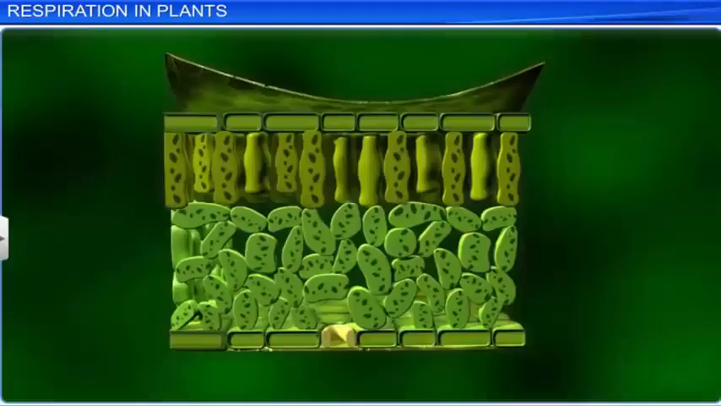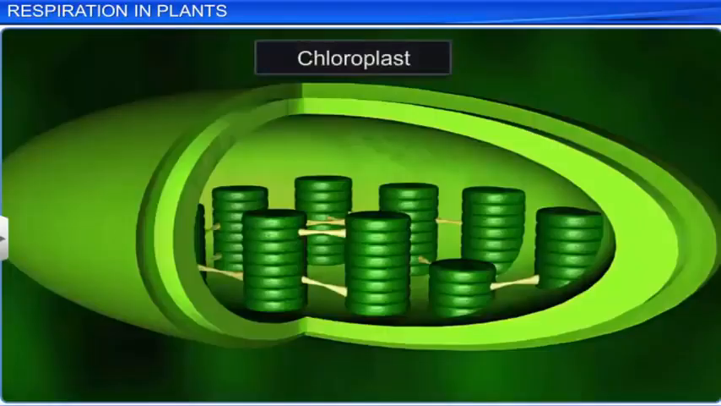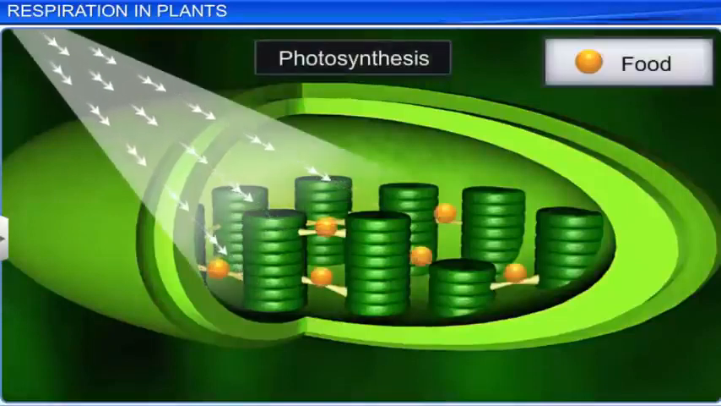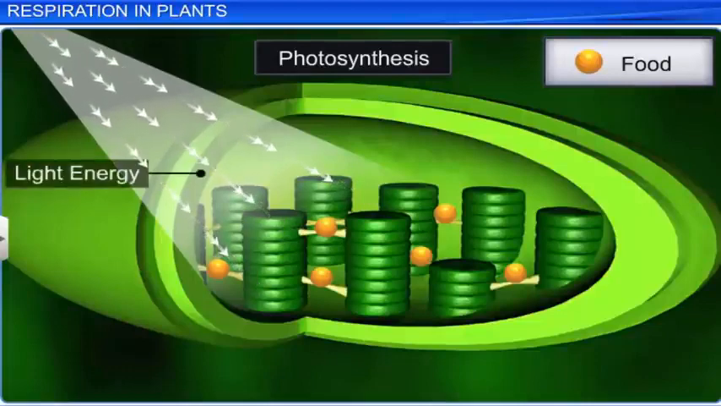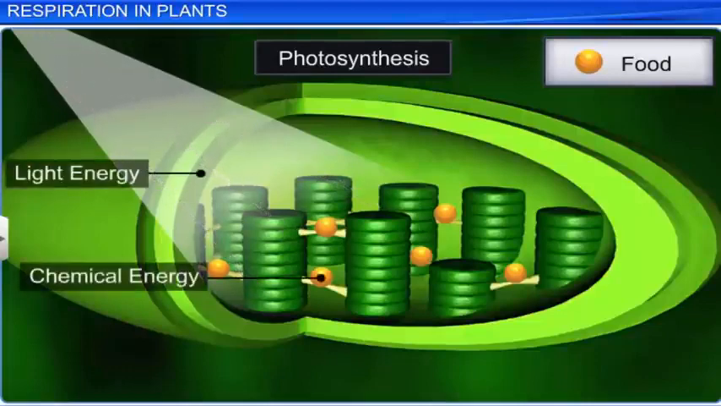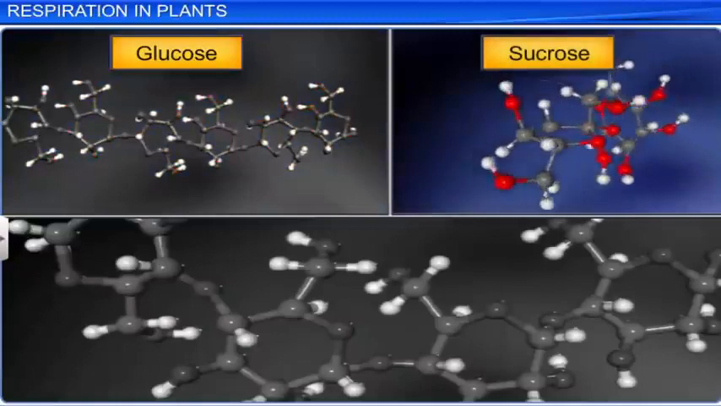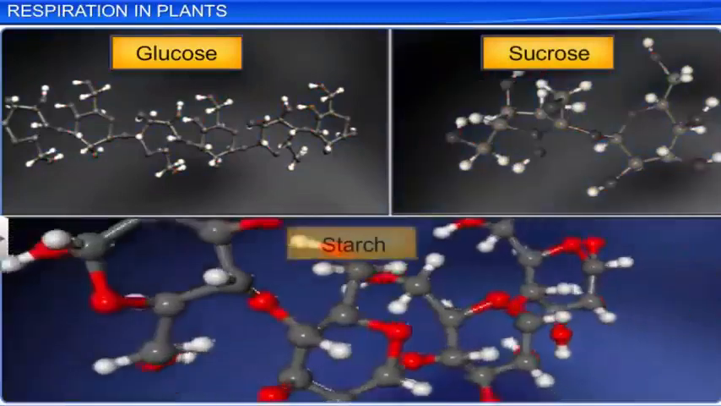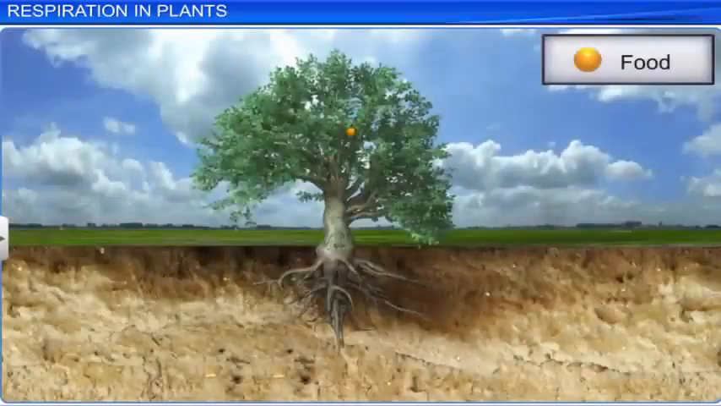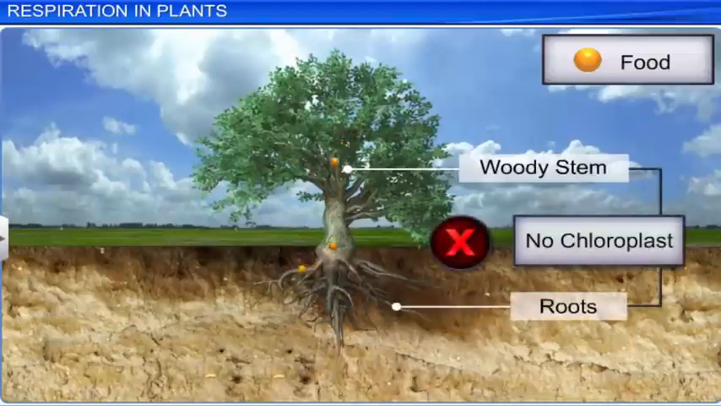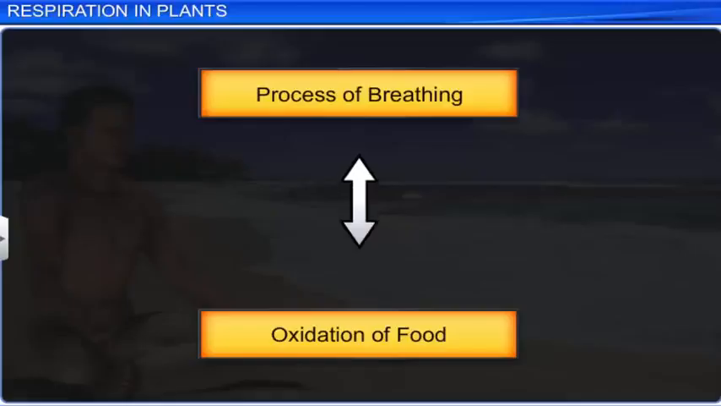The superficial layers of plants contain cells that possess chloroplast, which aids in trapping sunlight to manufacture food. In this process, light energy is converted into chemical energy and stored in the bonds of carbohydrates like glucose, sucrose, and starch. All other non-green parts such as woody stem and roots don't have chloroplast, and hence they have to be supplied with food from leaves. The process of breathing is connected to the oxidation of food inside the cells.